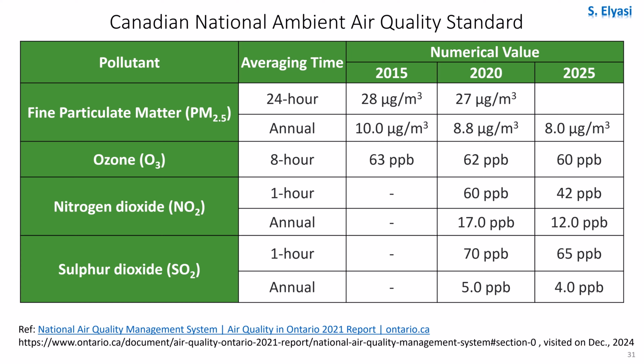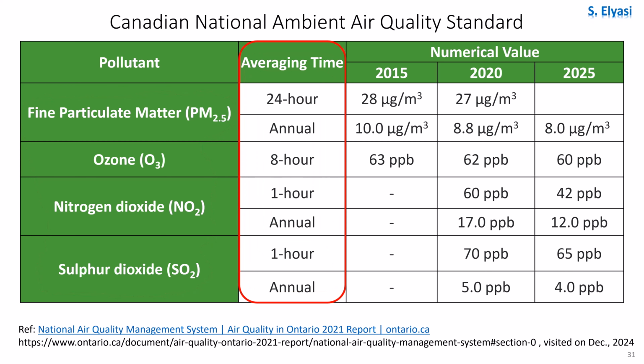This chart presents the Canadian National Ambient Air Quality Standards, showing the evolution of numerical values for different air pollutants across 3 specific years: 2015, 2020, and 2025. Here's a breakdown of the information in the chart. Pollutants covered: fine particulate matter, PM2.5, ozone, O3, nitrogen dioxide, NO2, and sulfur dioxide, SO2.